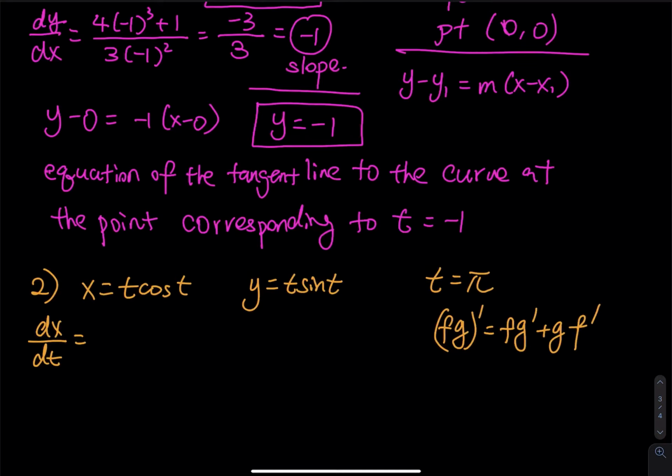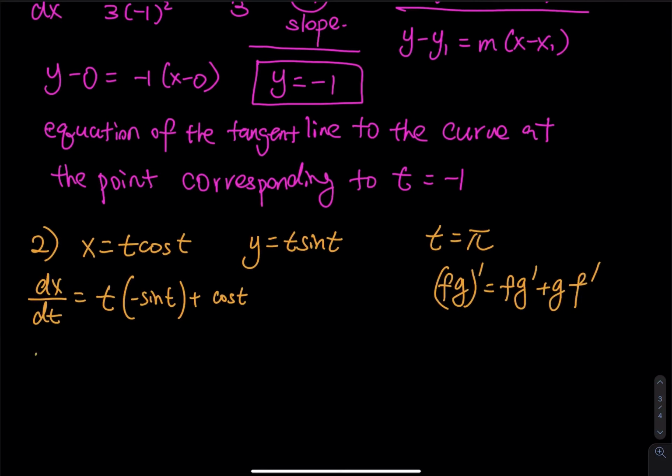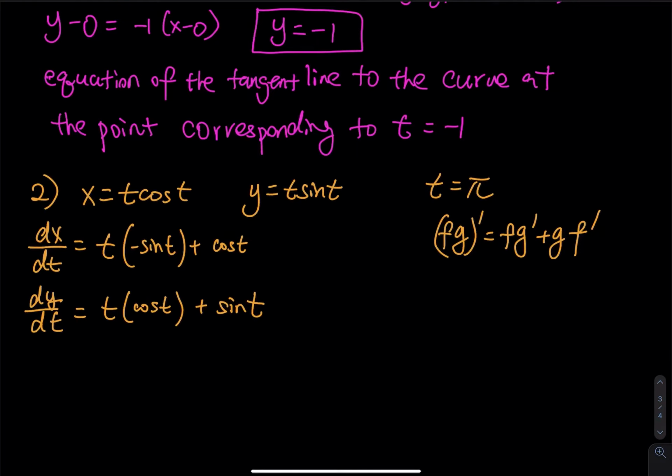So this is equal to t times cosine t. The derivative of cosine is negative sine. And then plus cosine t, the derivative of t is equal to 1. So that is done. And then dy/dt: the derivative of sine is cosine, and then plus the derivative of t, which is 1. So there you go, you have the dx and dy, and then you apply the formula.